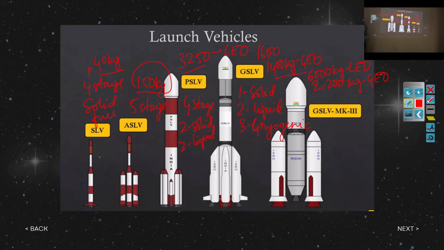Then ASLV, Augmented Satellite Launch Vehicle. So this one had 5 stages, all solid fuel, and 150 kg was the payload. Low earth orbit only.